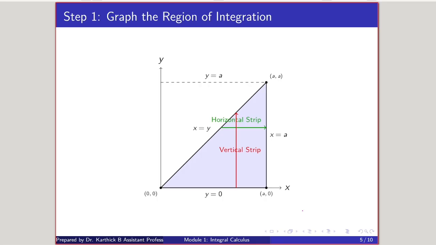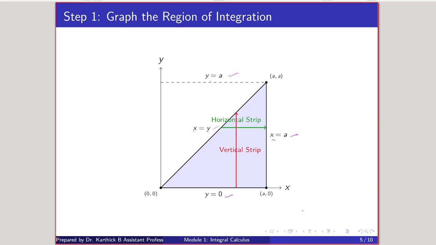This will be the clear version of the graph. Here this is the line x equal to y, here it is x equal to a, and here it is y equal to a, and here it is y equal to 0. So with the four equations we have plotted a graph, and this will be the common region.